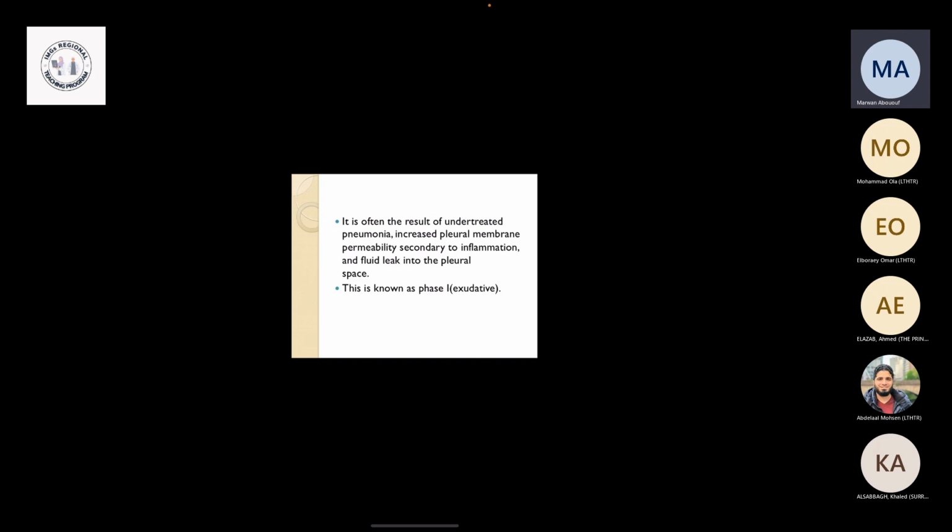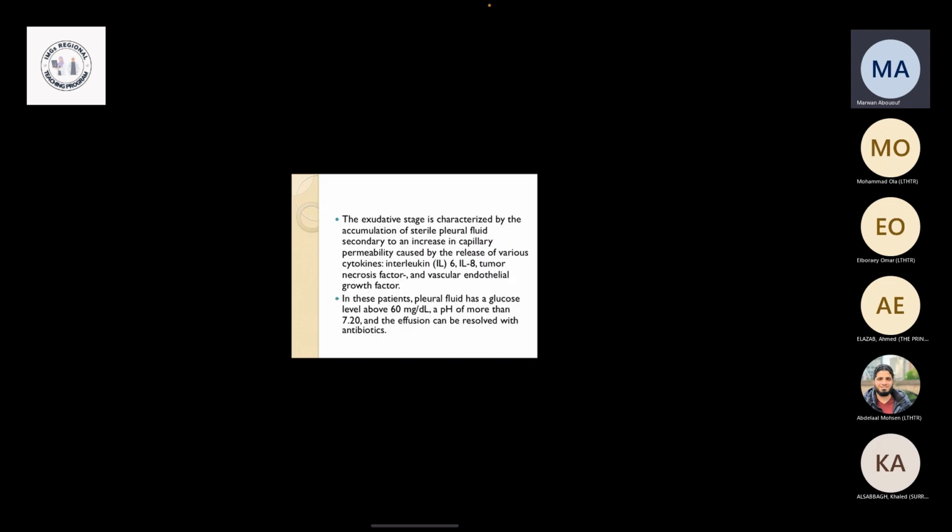As we previously discussed, in this patient, pleural fluid has a normal glucose level, pH more than 7.2, and it can be resolved by antibiotics.